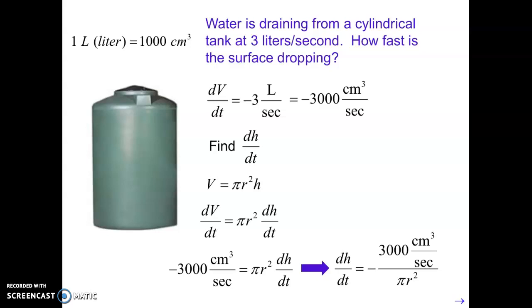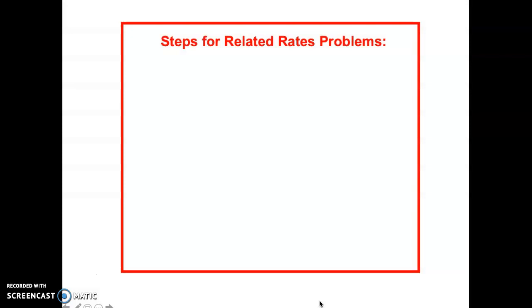Now we don't know what the radius of this tank is, but we know no matter what the tank is, once we find out the radius, the height of the water will be changing at this particular rate, no matter whatever our radius happens to be. Now it looks complicated here, but this is our answer for our rate of change.